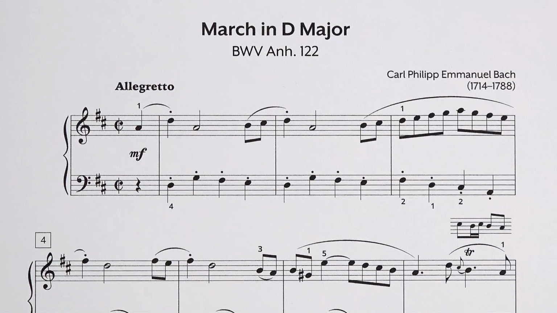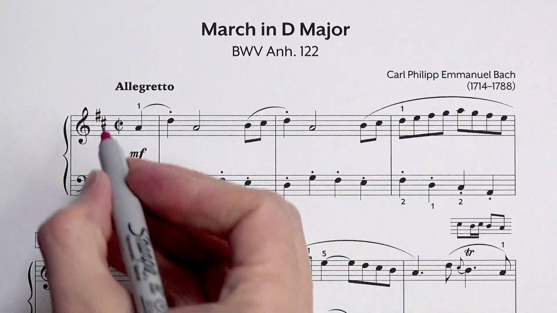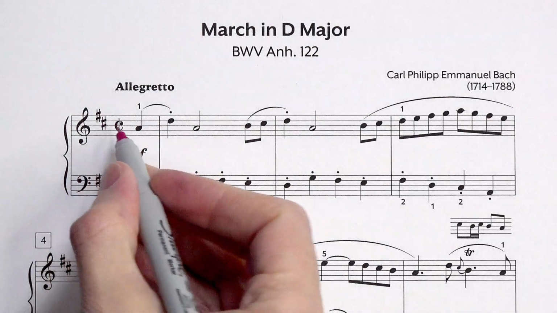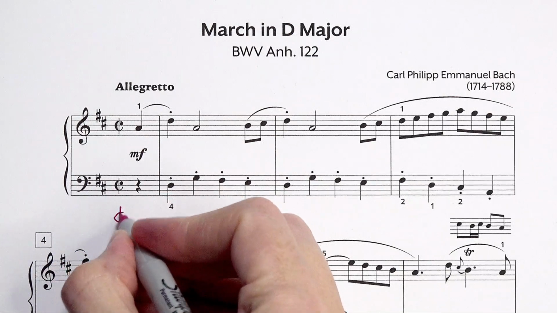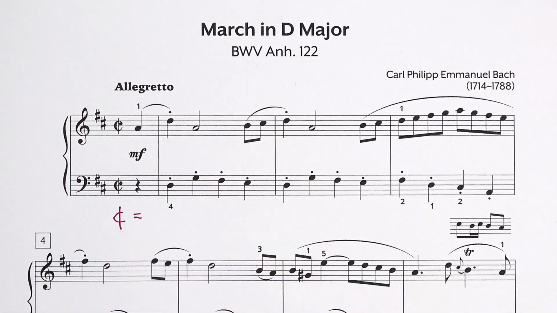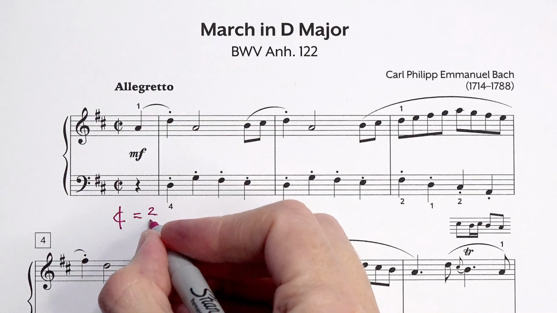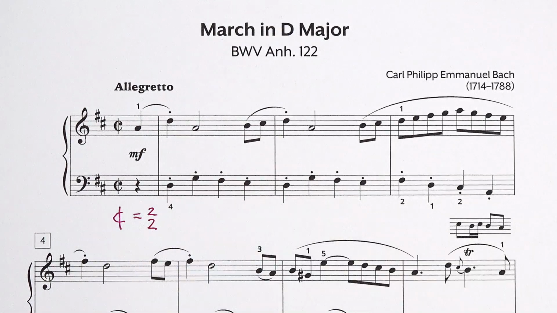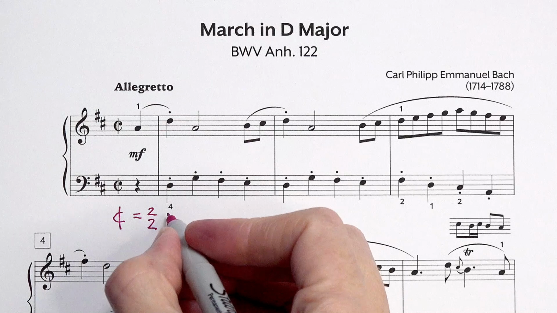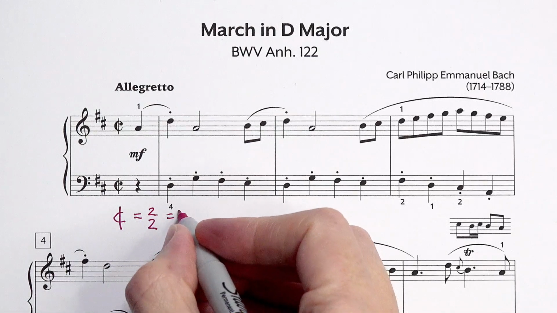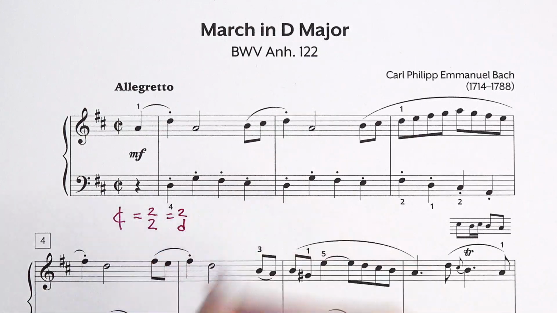Number 3, what is the time signature? That is always placed right next to our key signature. And don't forget, this symbol means cut time, which is equal to 2/2. It's an abbreviation for 2/2 time, and 2/2 simply means 2 half-note beats per measure.